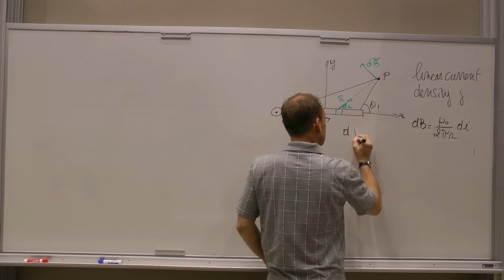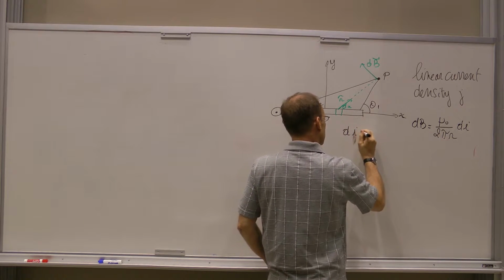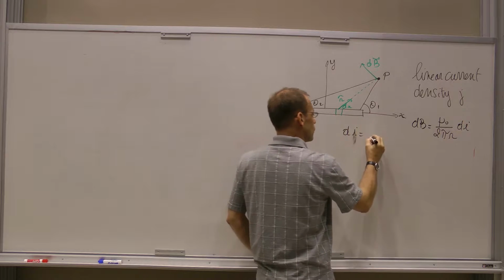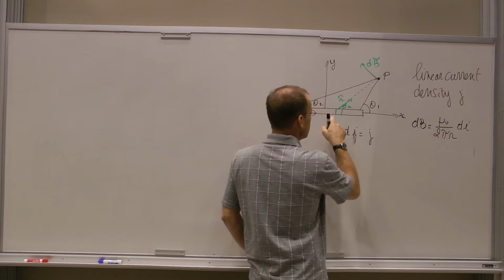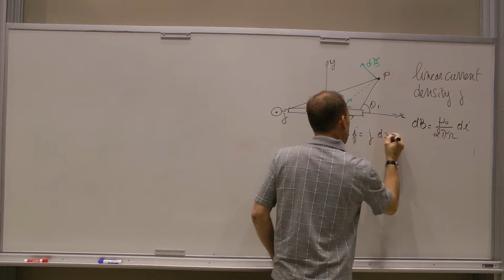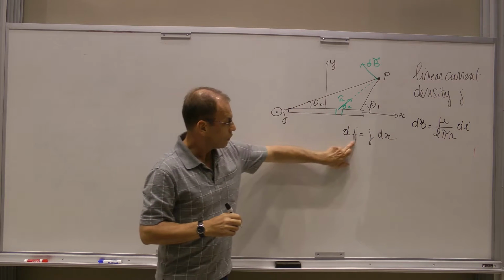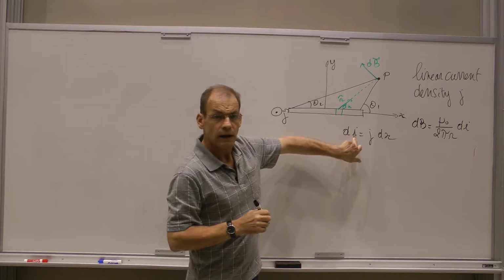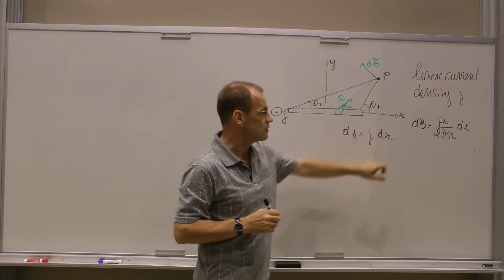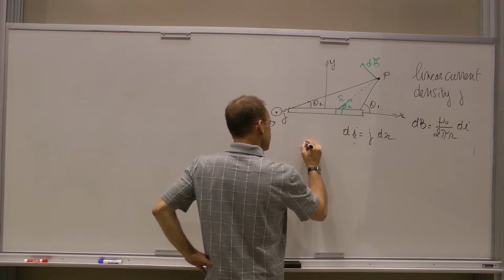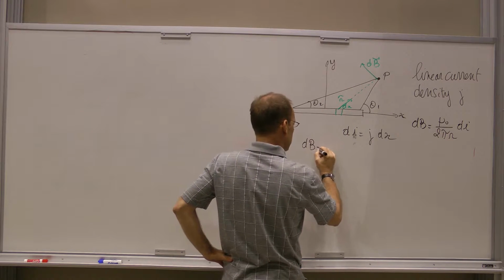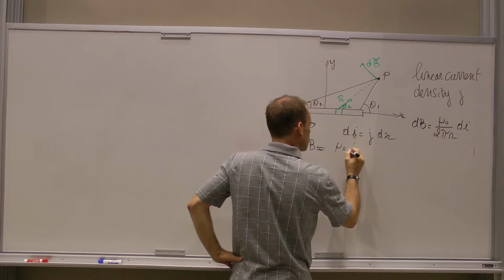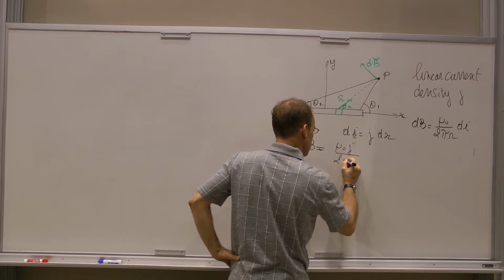So we know that this di, element of current, is proportional to the linear current density times the little width dx. So that's going to be my transition from a current variable to a position variable. So I'm going to have a dB, magnitude of the field at this point P, equals mu0 J divided by 2 pi r dx.